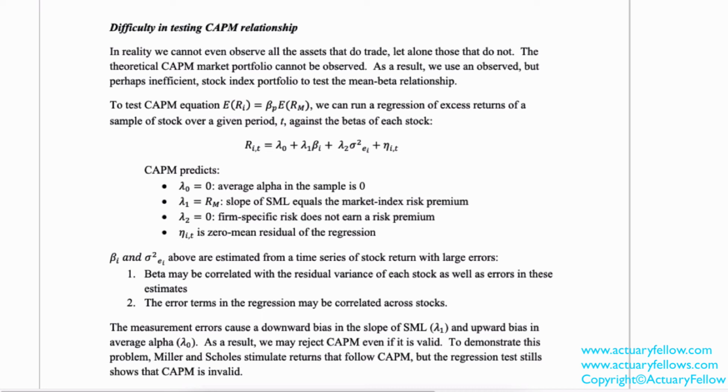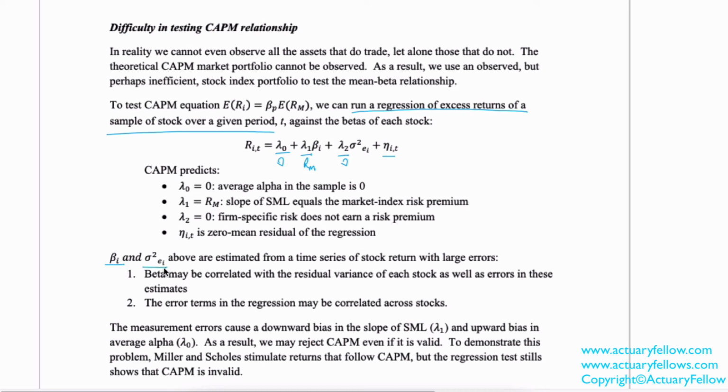To test the CAPM equation, expected risk premium equal to beta times expected market risk premium, we can run a regression of excess returns of stock i over a period. According to CAPM, lambda 0, the average alpha in the sample, should be 0. Lambda 1, the slope of the SML, should be the market risk premium. Lambda 2, the risk premium due to firm-specific risk, should be 0. Eta should be 0, the mean residual of the regression. The beta and sigma squared used in the regression are estimated from a time series.